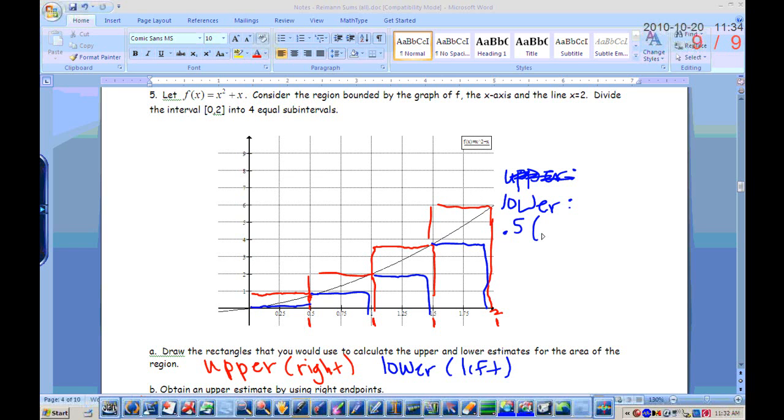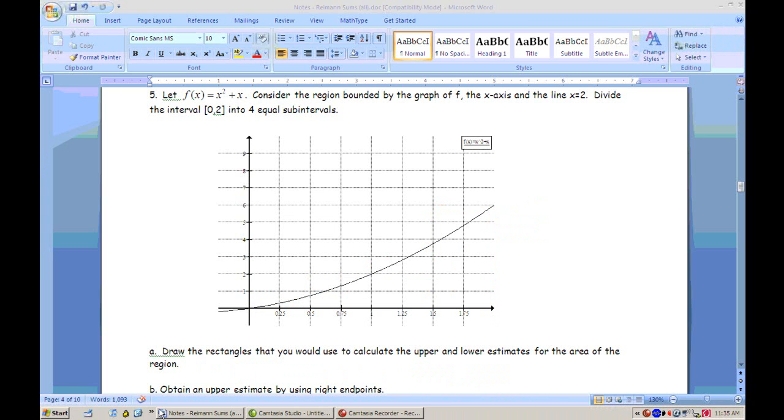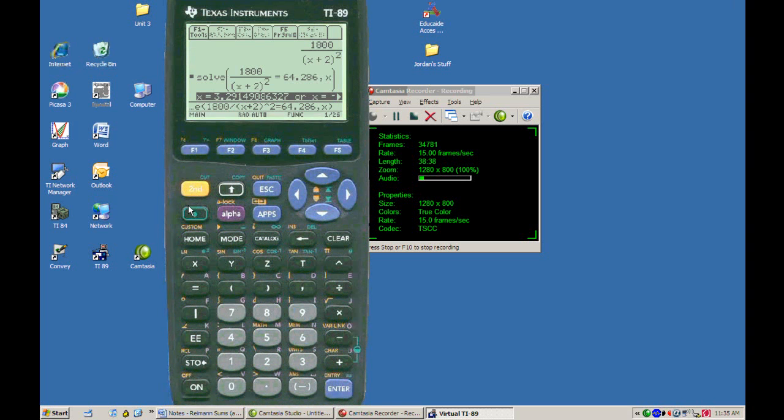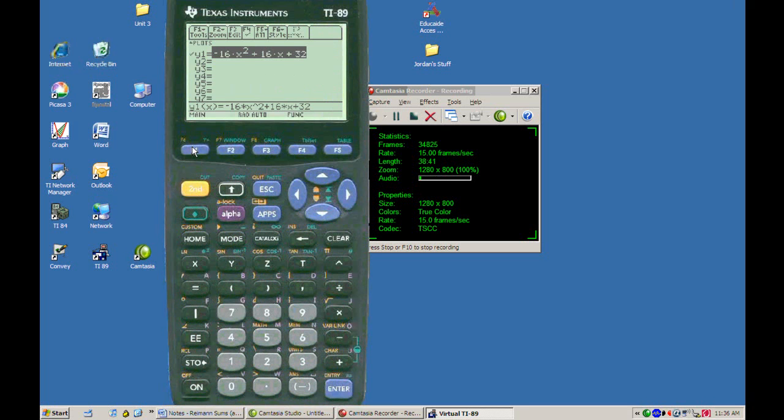Yes, I'm going to plug it into the equation. The height of my first blue one is 0. Okay, but the height of my second blue one, how am I going to find that out? Okay, that's right. We're going to use our calculators. And the most effective way to use your calculator is to graph. Oh, sorry. Part B asked for the upper, so we'll do the upper. Either way, we're going to type our equation into y equals. And the equation was x squared plus x.